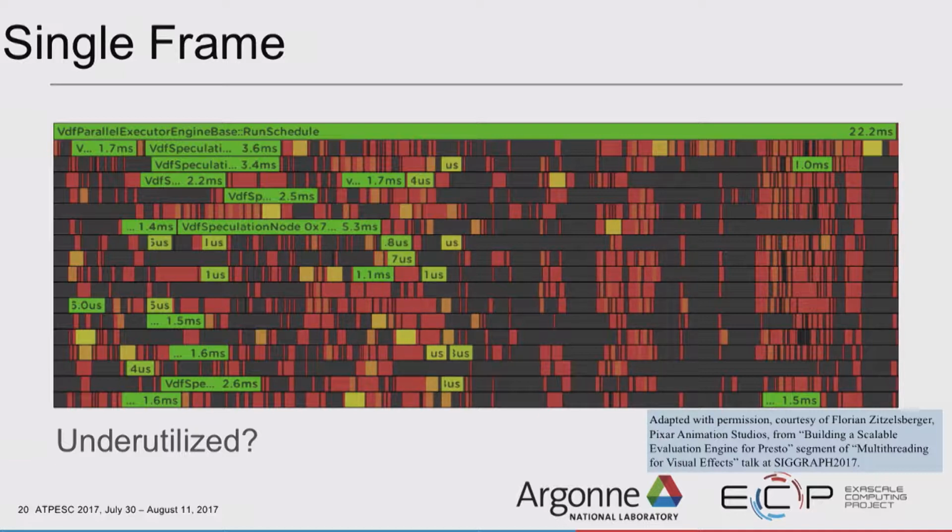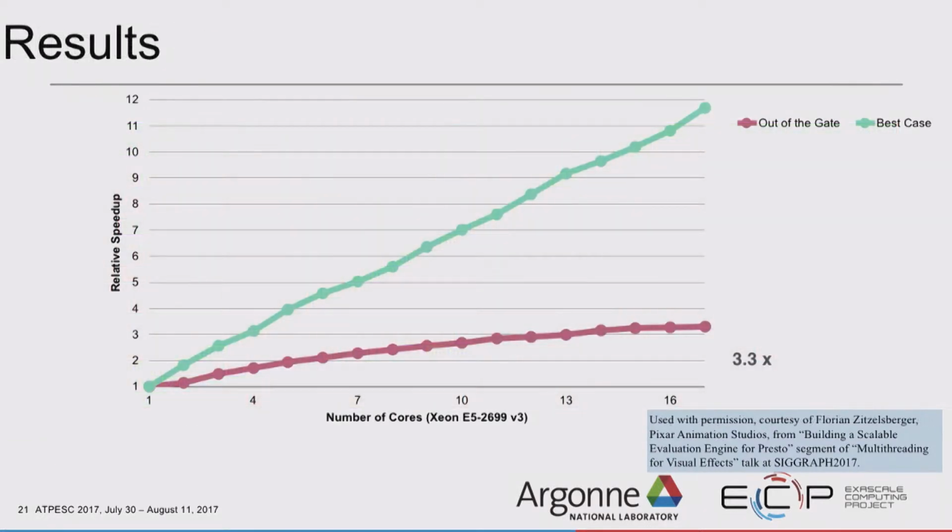So this shows when the different processors are busy. And if you look at that, it looks pretty good. But then you could ask, is it underutilized? Well, here's his performance graph, trying to take advantage of a machine with, I think, 16 or 18 cores. A 3.3x speedup, and he's actually pretty happy with that on 18 cores. But he thought, wow, I could do better.